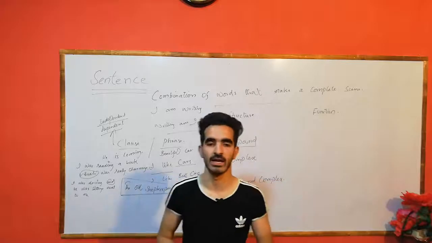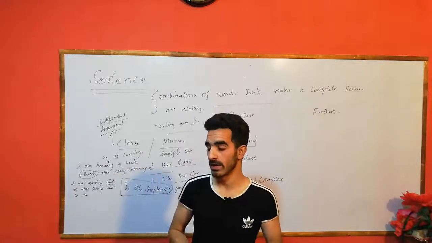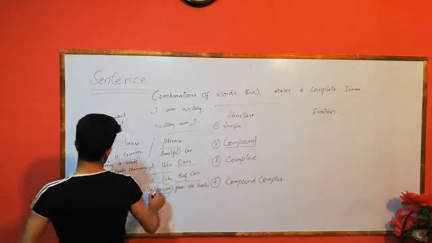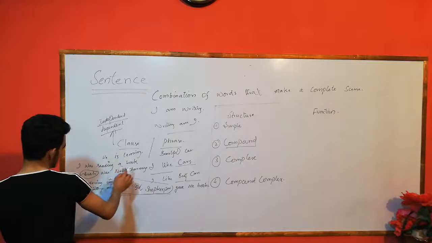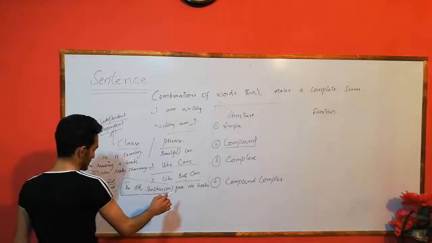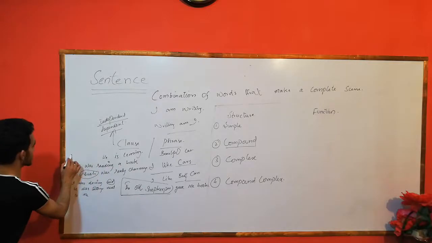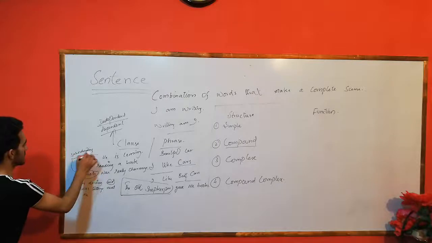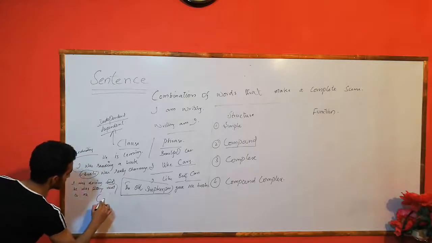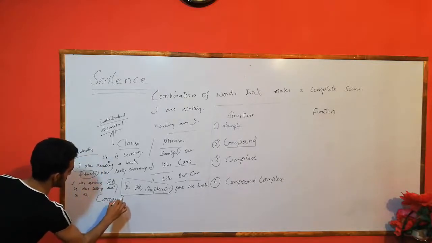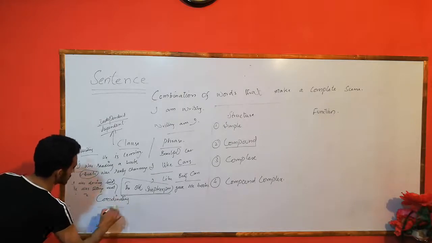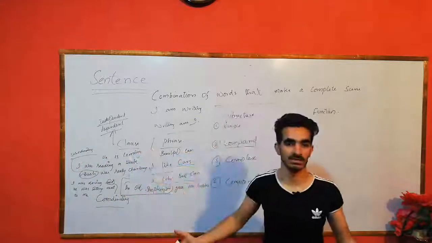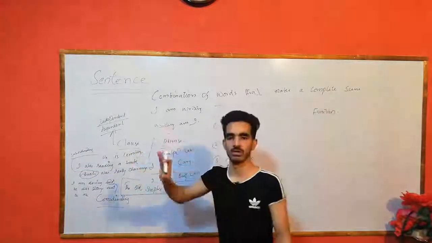Coordinating conjunction and subordinating conjunction. Here "which" is the subordinating conjunction, and "and" is the coordinating conjunction. So this was the main difference between clause and phrase. What is a clause and what is a phrase? I hope that you will better understand.